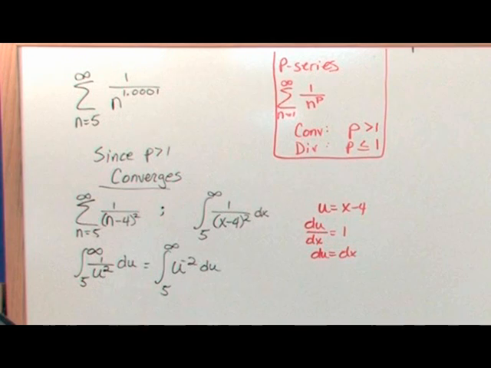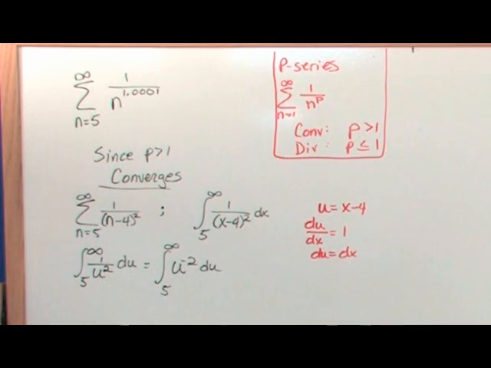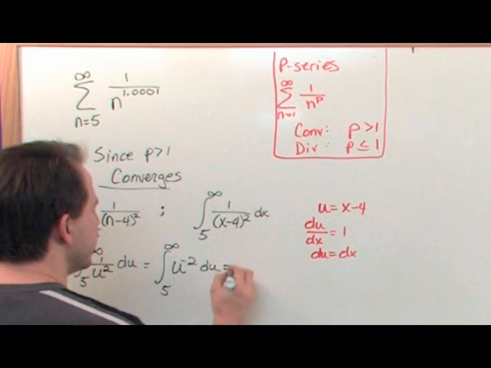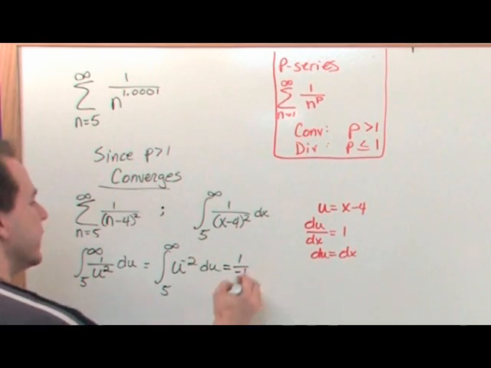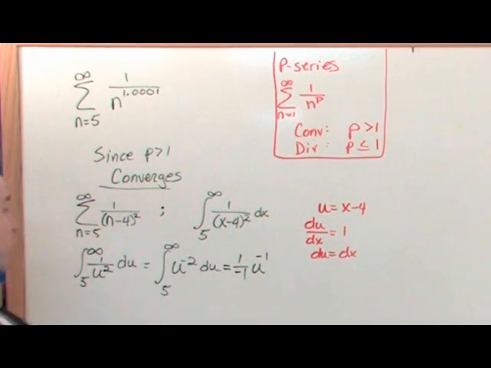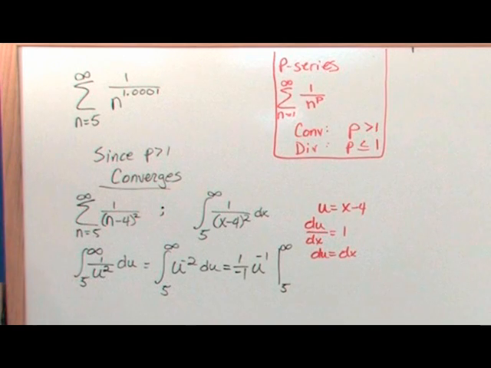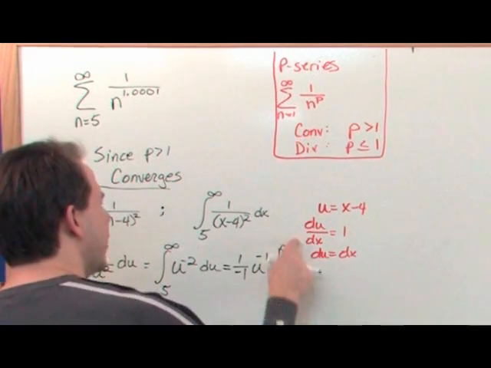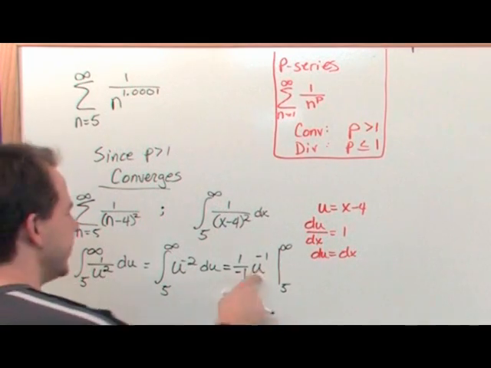1 over u squared is equal to u to the negative 2 power. Okay, so this is going to be equal to 1 over exponent plus 1, which is negative 1, times u to the exponent plus 1, evaluated from 5 to infinity. Now obviously my limits here are in terms of x and not in terms of u, so I'm going to need to plug in here.